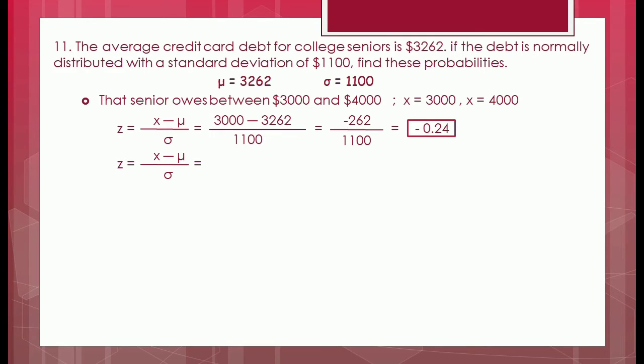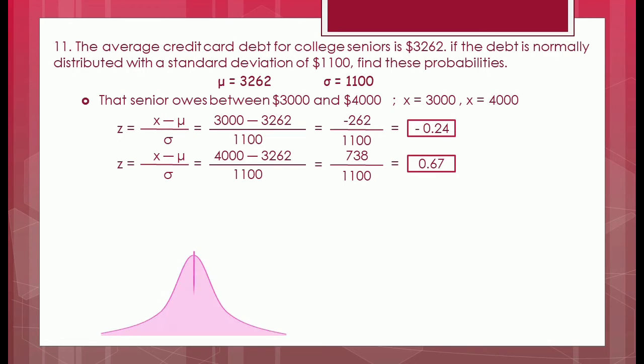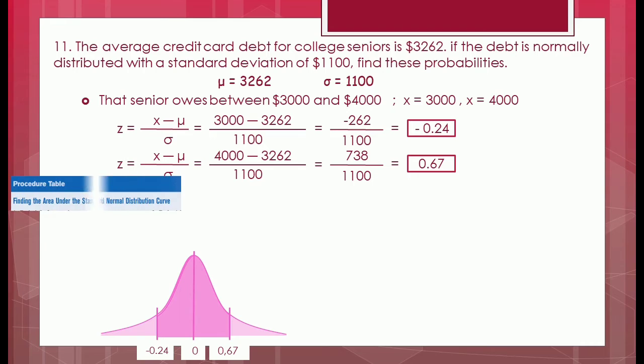Then for the value 4,000, z is equal to x minus the mean divided by the standard deviation. So we have 4,000 minus 3,262 divided by 1,100. We have 738 divided by 1,100. Then z is equal to 0.67. Then for the normal distribution curve, since we're looking for the probability between $3,000 and $4,000, the shaded part will be between negative 0.24 and 0.67.